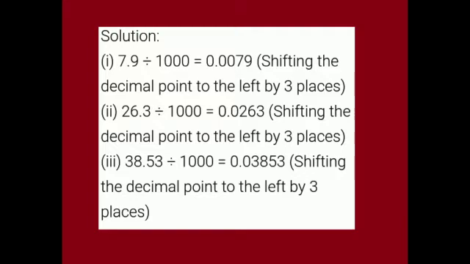Next, second subdivision, 26.3 divided by 1000. Since we are dividing by 1000, in 26.3, we have to shift the decimal point 3 places to the left. After shifting, we got the answer 0.0263. Next, third subdivision, 38.53 divided by 1000. So in 38.53, we are shifting the decimal point 3 places to the left and we got the answer 0.03853. In this, the fourth and fifth subdivisions are homework.